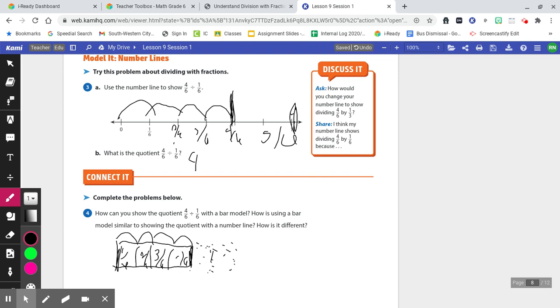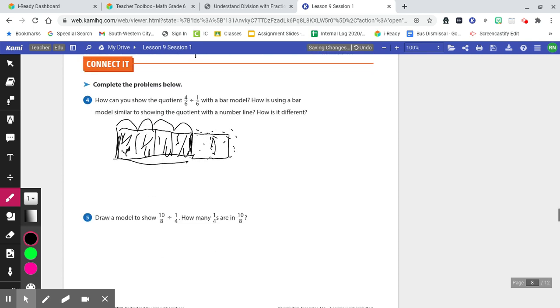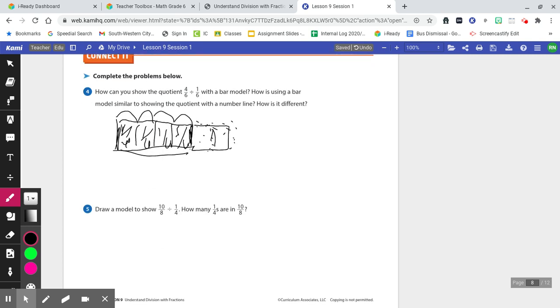So on the bar model, I guess we could have shown that each one of these was 1/6. You could do it either way. But according to what they wanted on this one, here's a 1/6. Oh, this erased it all. So each of these is labeled as 1/6. So I have 4 of them in 4/6.